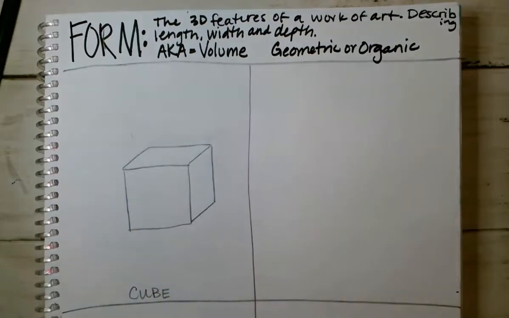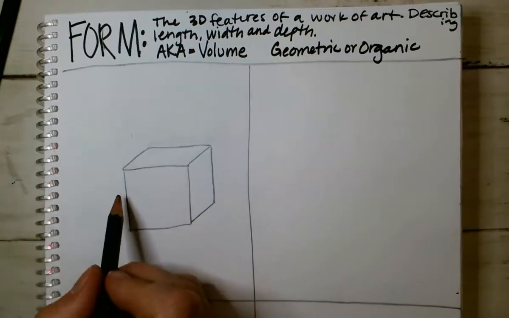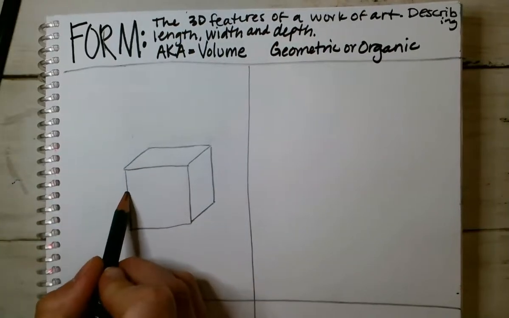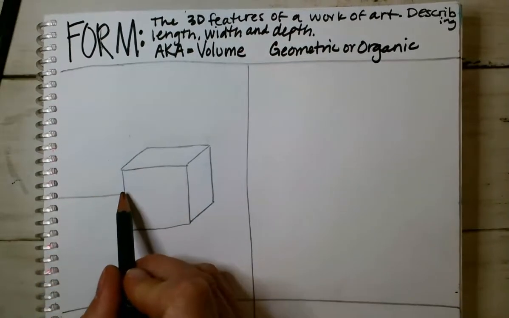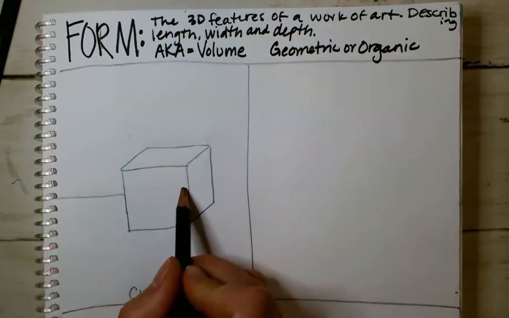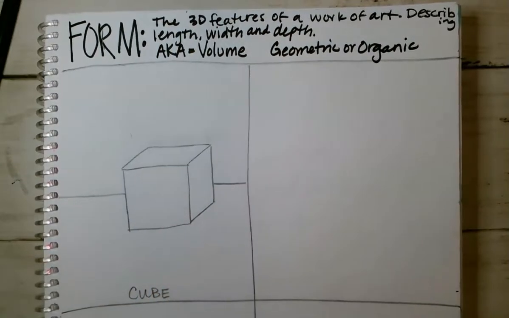That is our basic cube. And the next thing we need to set up is where it is in space. So we're going to make a horizon line about 2/3 of the way up. I'm going to go to the left and just follow that line behind the box and to the right. That is our basic cube kind of sitting on a surface.